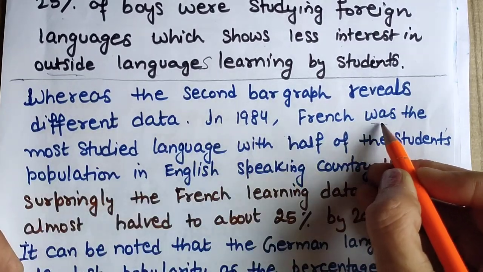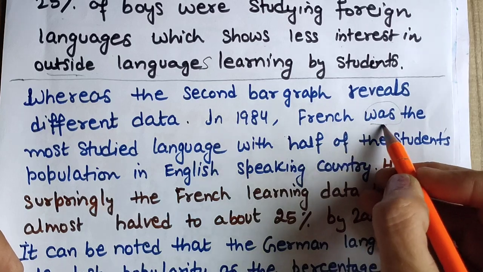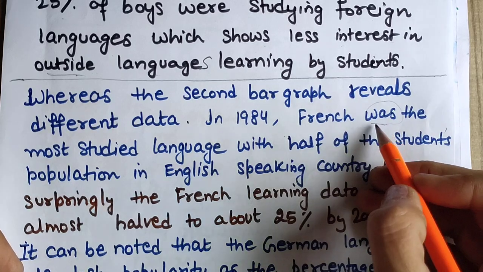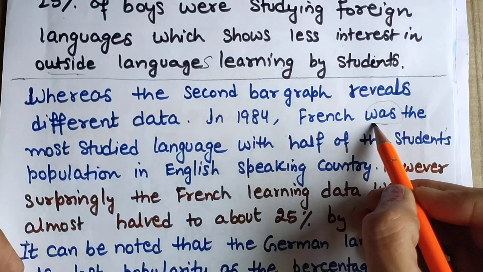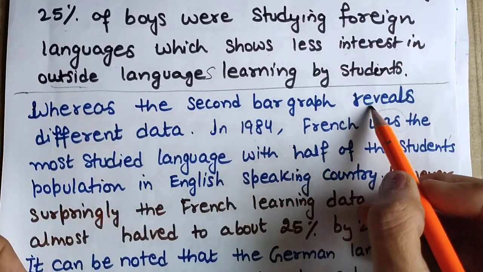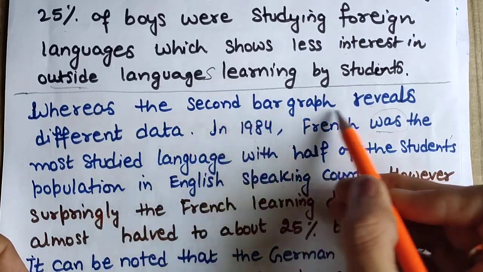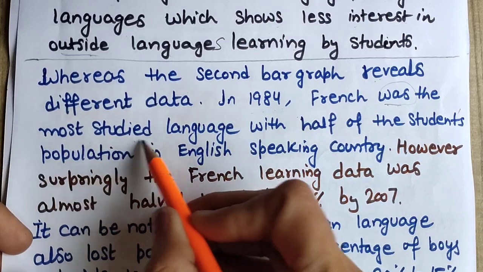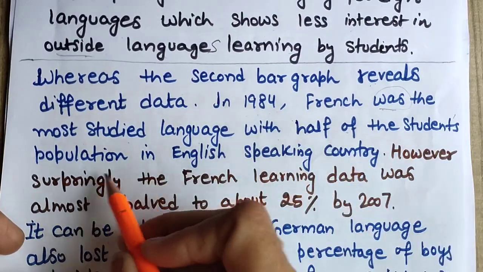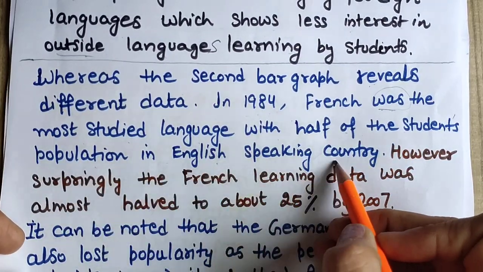The main important thing here is you should know which tense we should write. When I am talking about a year, at this time I am using past tense. When I am talking about normal things, then I am using simple present tense. In 1984, French was the most studied language, with half of the students' population in an English speaking country.